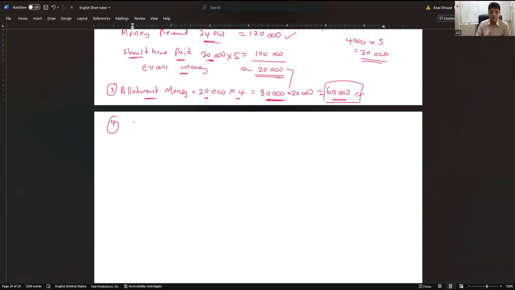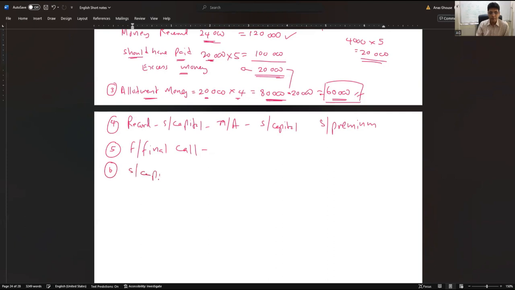Fourthly, what you need to do is record the share capital. You need to transfer from the application and allotment account to the share capital account and the share premium account. Then the fifth will be to record the first and final call money received. Then you need to transfer this to the share capital account. Okay. So this is the sequence in which you need to record the transactions.